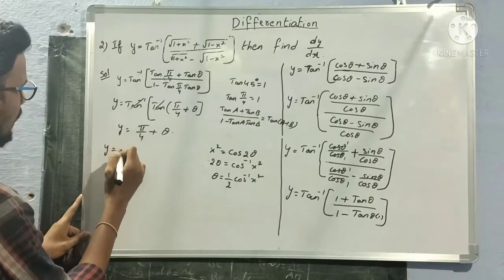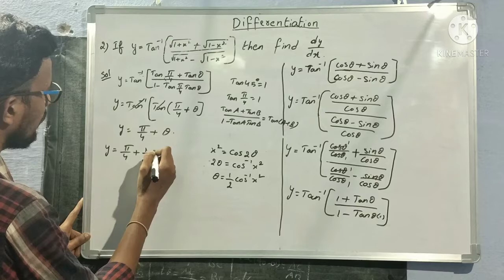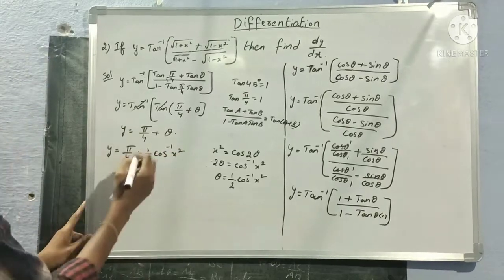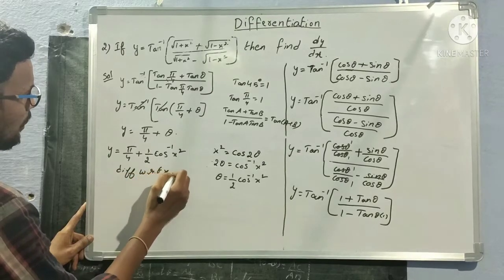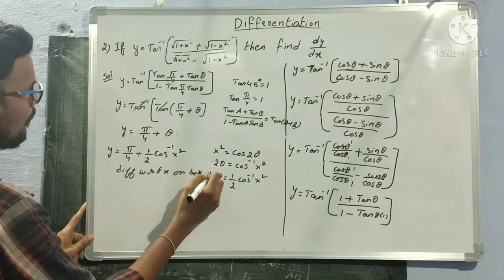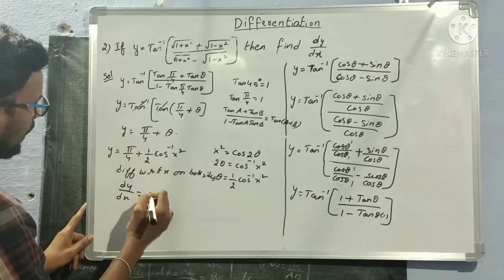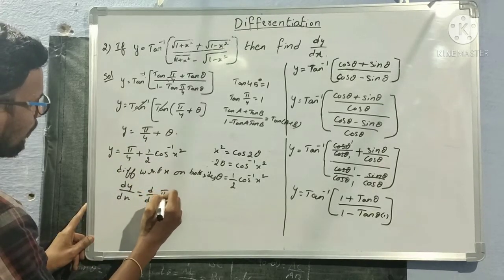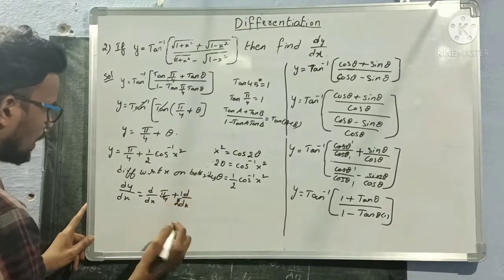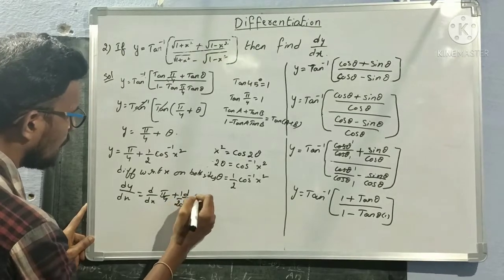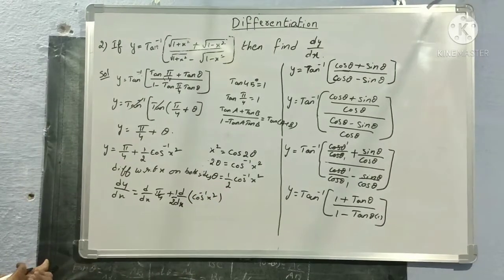Okay, y is equal to pi by 4 plus, in place of theta what should I write? 1 by 2 cos inverse x square. So now let us differentiate with respect to y now. Sorry, with respect to x. Differentiating with respect to x on both sides, what will we get? dy by dx is equal to, anyhow we know that d by dx of pi by 4 is 0. If not, I will write d by dx of pi by 4 plus d by dx of 1 by 2, constant. So 1 by 2 I am writing outside. 1 by 2 into d by dx of cos inverse x square. Okay, so this is how we have to write.